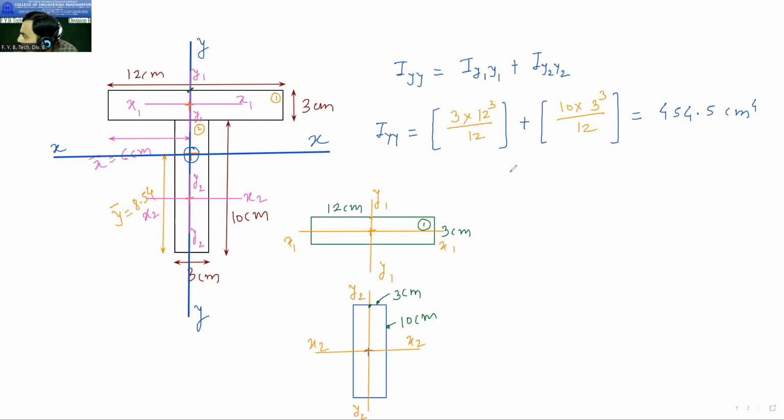In your ISC 2 today there are problems on MI, so tell me, is there any doubt here? IYY, whatever we have calculated, is there anybody having any doubt? Those who are attending online also, are you having any doubt regarding this? No, sir. Did you understand the calculation of IYY? Okay, now we will move forward for IXX.